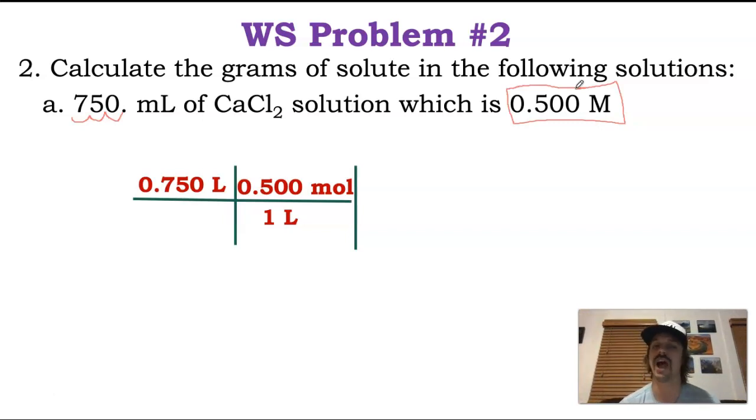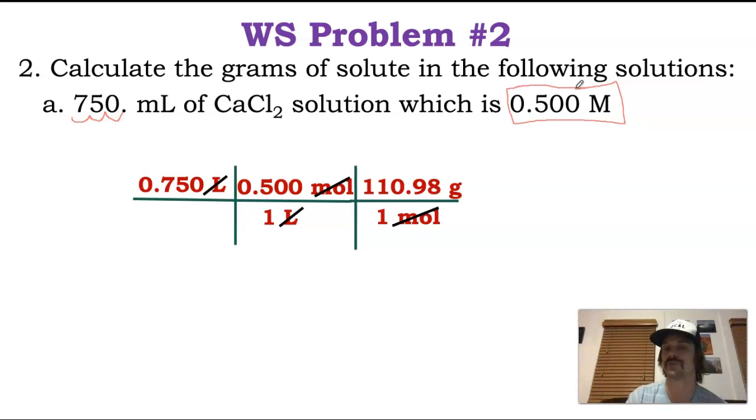So now I'm figuring out how many grams of calcium chloride I need to make 0.5 molarity solution and 750 milliliters of that solution. So I go from liters to moles and then moles to grams using my molar mass, and there's my last step going to grams. So what I would do here is I would mix 41.6 grams of calcium chloride in 750 milliliters of water, and I could label that solution as 0.5 molarity. All right, that's section 2.